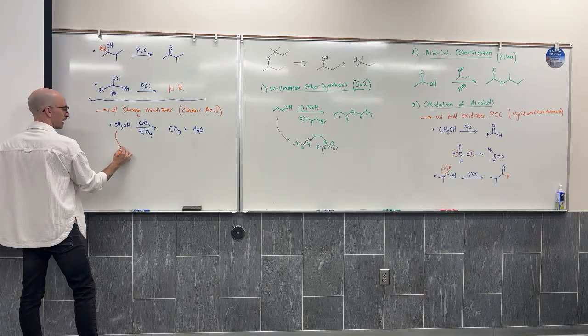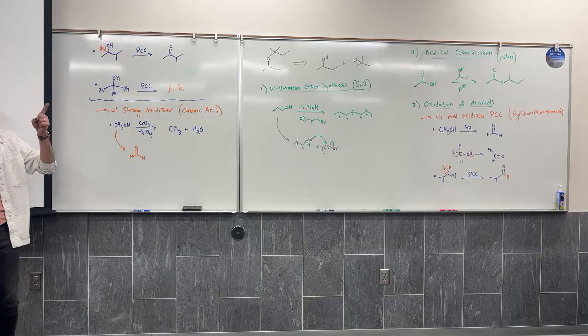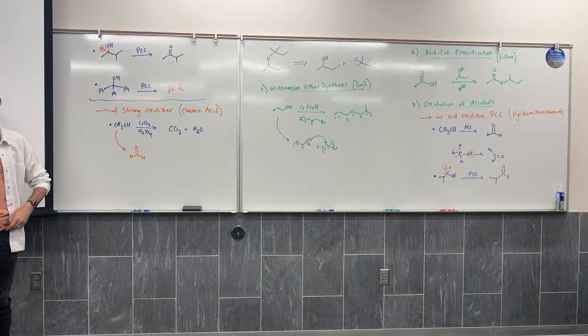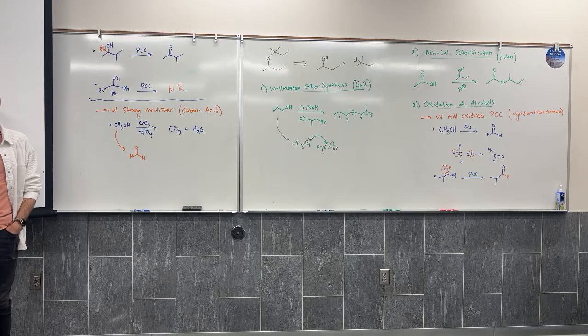First, the chromic acid oxidizes the carbon once. It removes one hydrogen and makes the formaldehyde. That, by the way, is exactly what our mild oxidizing agent did, but our mild oxidizing agent stopped there.